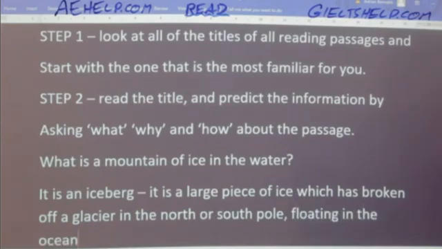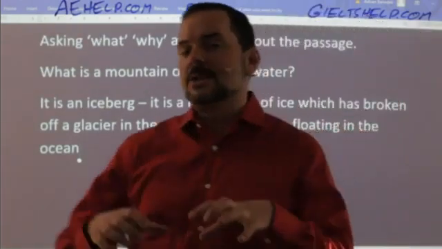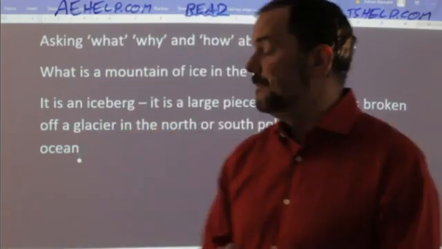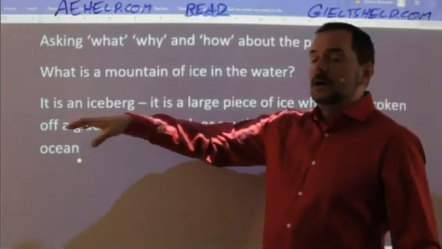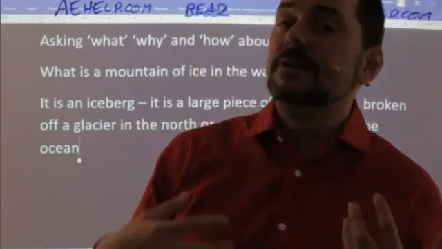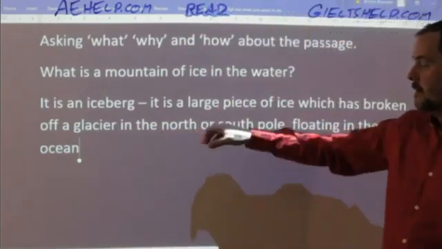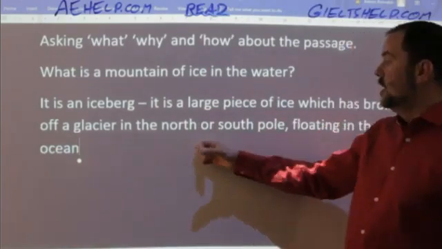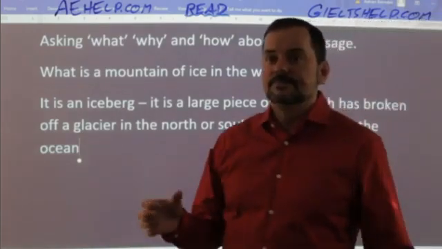Okay, so in the IELTS, it's especially important to be as complete as possible with your answers, okay? Does everybody agree that this would be most likely the definition that we would read in the dictionary if we looked up what is an iceberg or what is a mountain of ice? It's a large piece of ice which has broken off a glacier in the North or South Pole floating in the ocean. Okay.